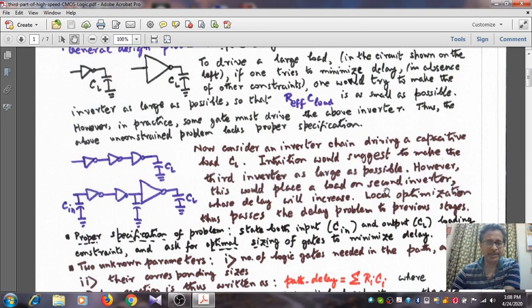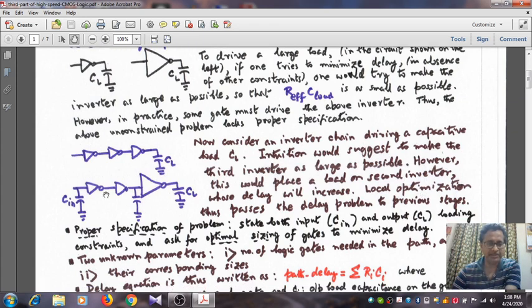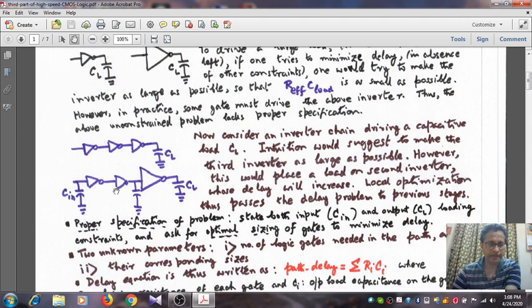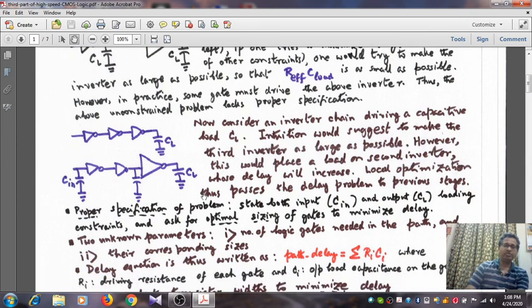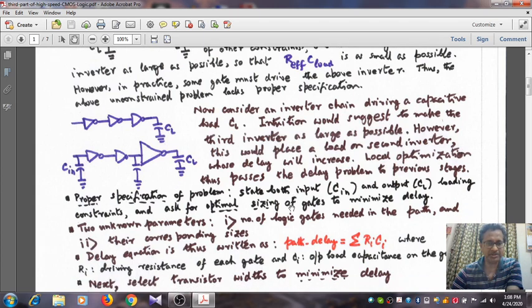So in order to solve the local problems, you are doing local optimization, and you are passing the problem to the input side more and more, right? So that is also not a proper specification. It goes without saying that we have a chain of inverters for which there is an input capacitance and at the end there is an output capacitance. But the proper specification of the problem means that you have to state what is the capacitive load and what is the input capacitance. Okay, and also there will be a linear chain of inverters.